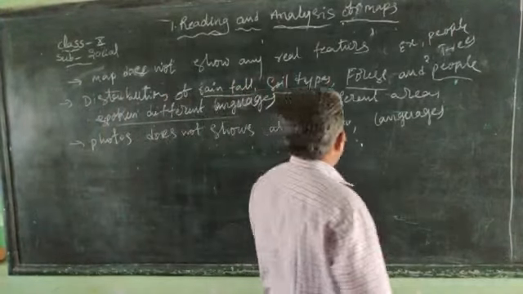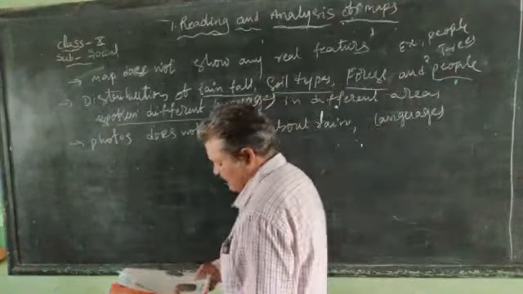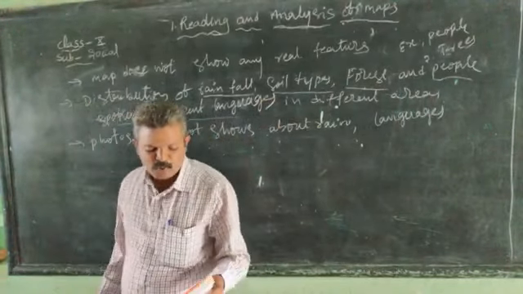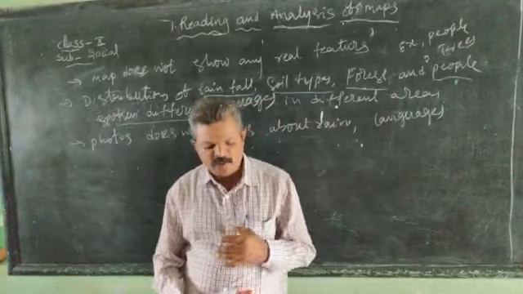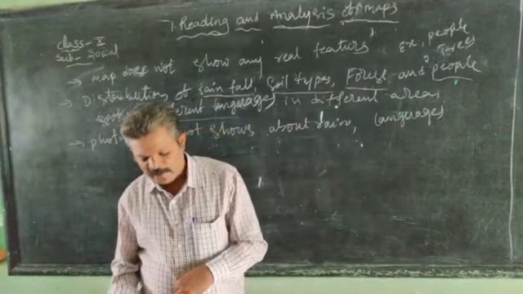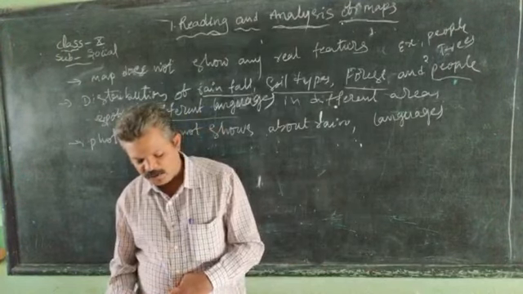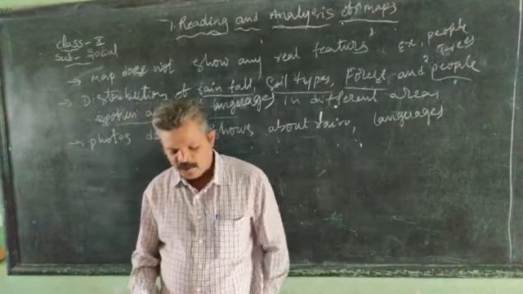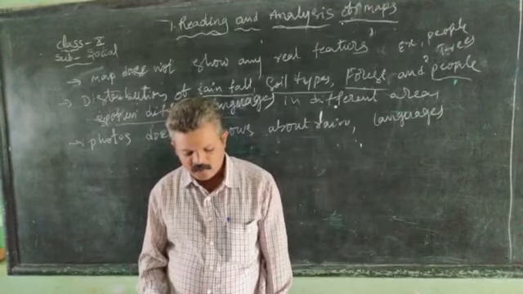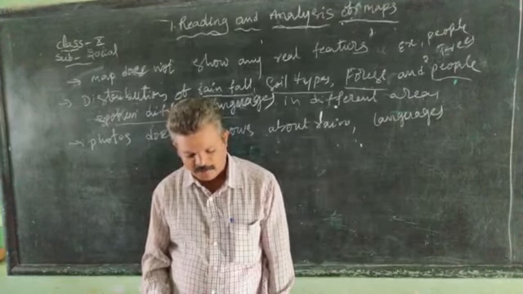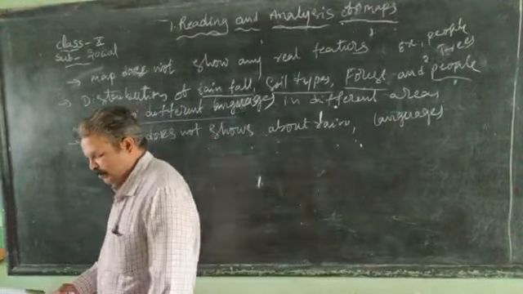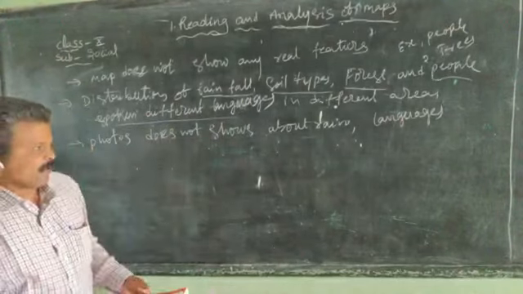A photo may not be able to show you how much rainfall there is in a place, how hot it gets there, or what language people speak there. All these can be shown on a map. So that's why people make different kinds of maps depending upon the purpose.